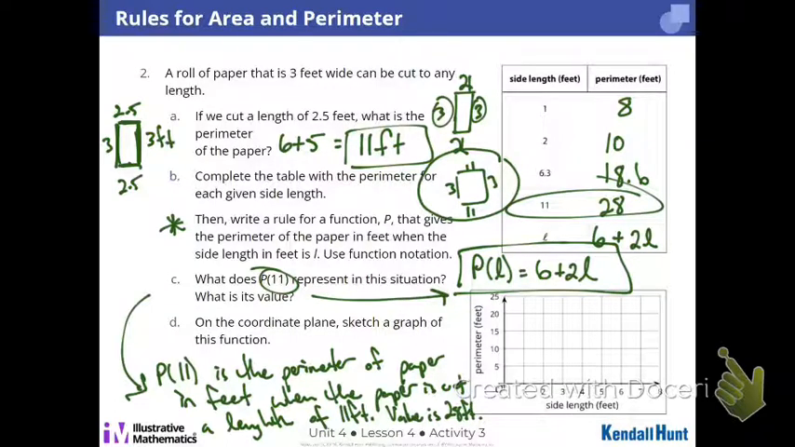So let's now get this on the graph. Side length of 1 pumped out 8, a 2 pumped out 10, 6.3 gave us 18.6, and those are all that fit. I'm going to go to a theoretical (0, 6). Can't cut 0, but the two side lengths are always going to be there because the rule is 3 feet wide is 3. If I connect my function here, it's going to look something like that forever. Let's make the arrow a little better. There we go.